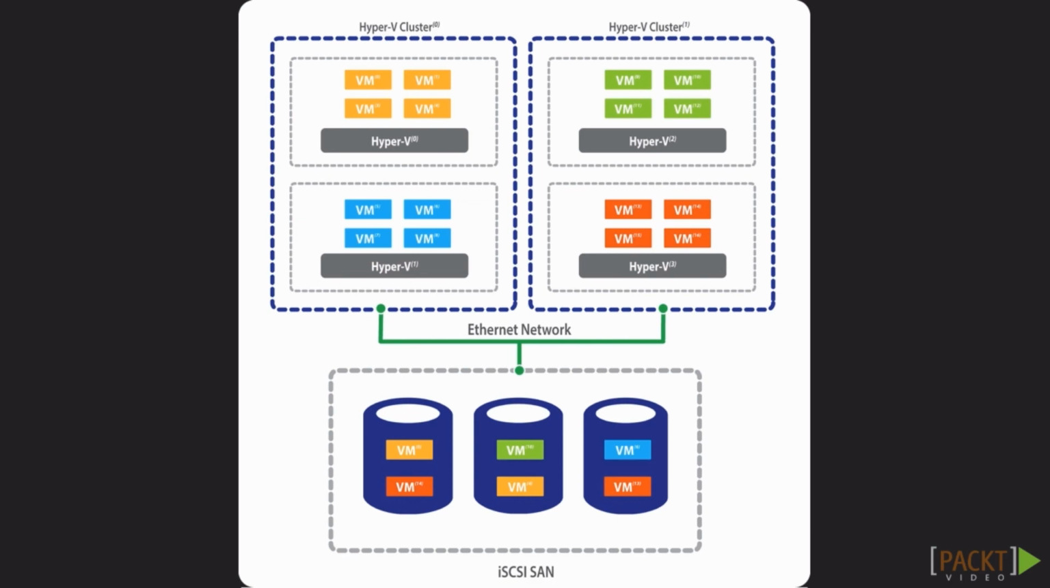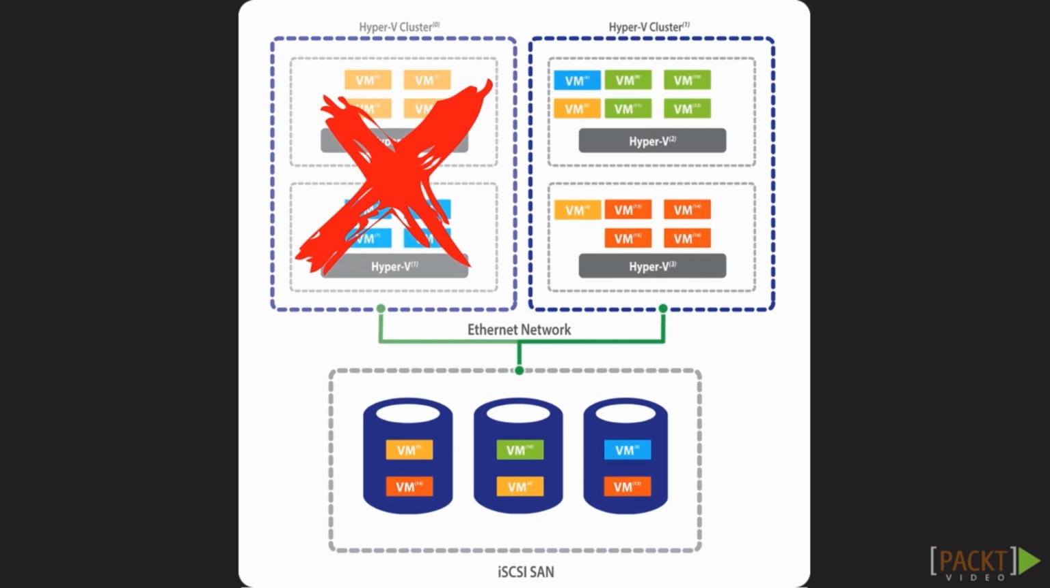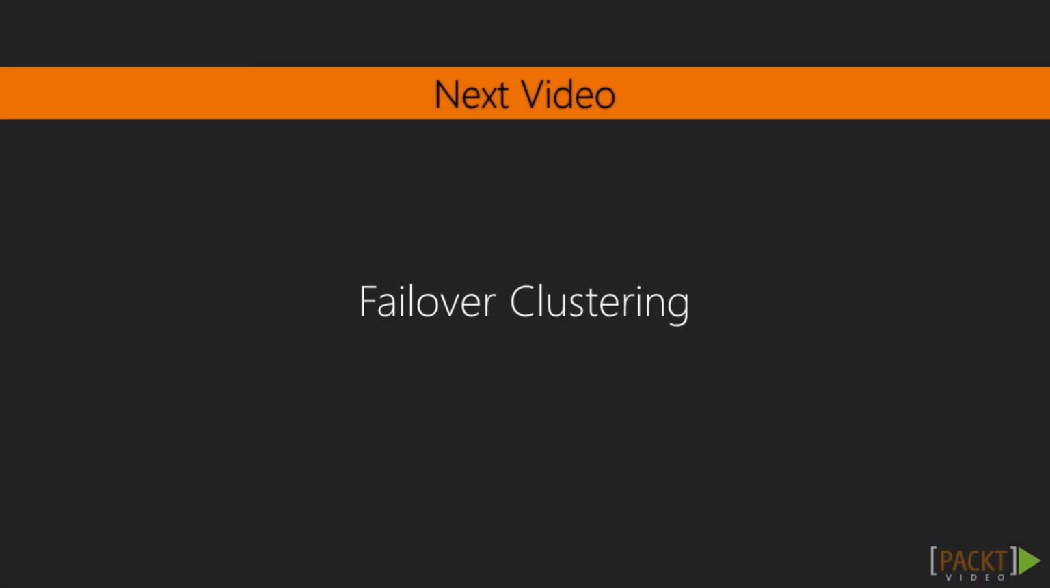In case one Hyper-V host goes down, another Hyper-V host can pick up the virtual machines and keep running them from the same virtual hard disks. Shared storage is great for production environments or where high availability is utterly important. The caveat with shared storage is that it is also quite expensive. In this video, you learned about shared versus dedicated storage. In the next video, we will learn about failover clustering.